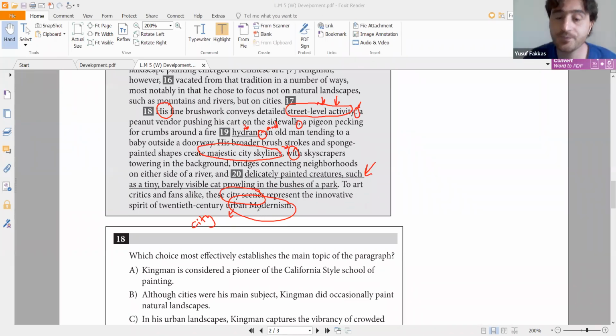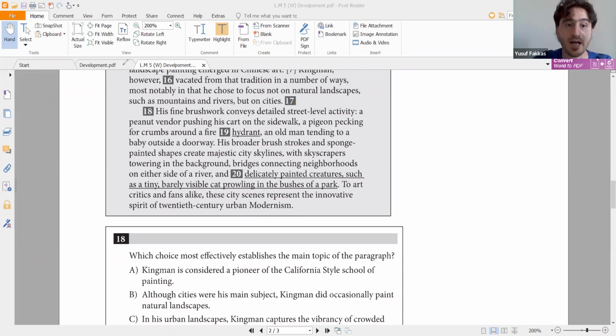So now, I know what's happening in this paragraph. I know what the main discussion is about. It's talking about his paintings and how they show us street level activity, majestic city skylines, and all of these examples that come with them are just a set of city scenes. That's it. That's all the information you need to get from the paragraph.